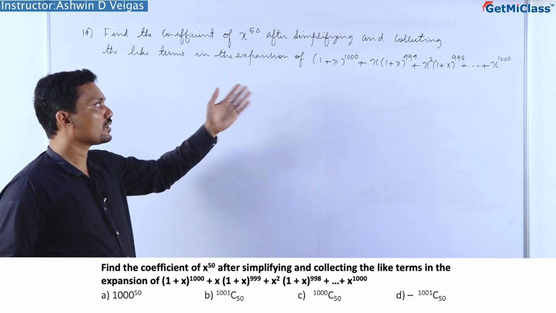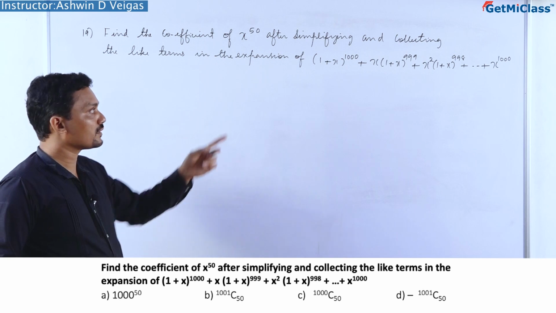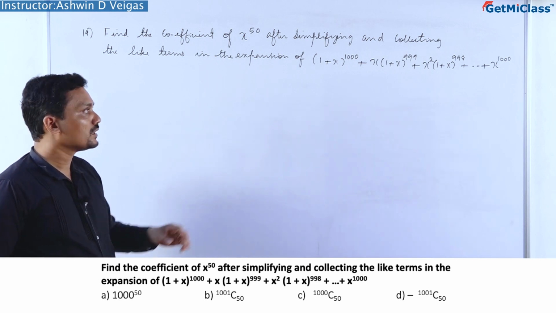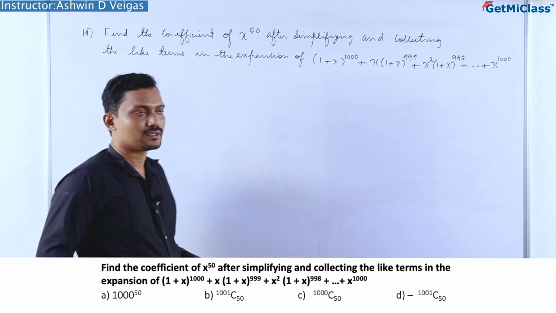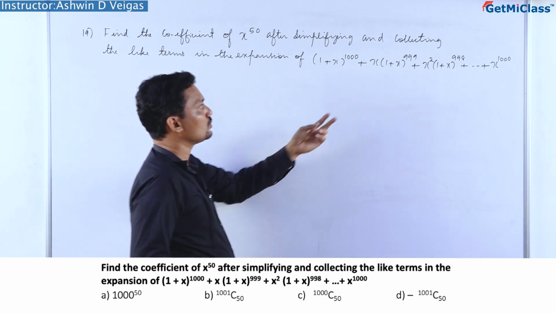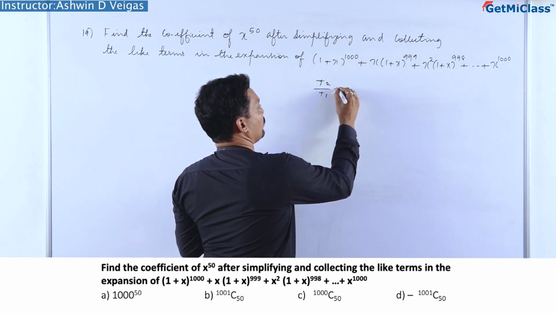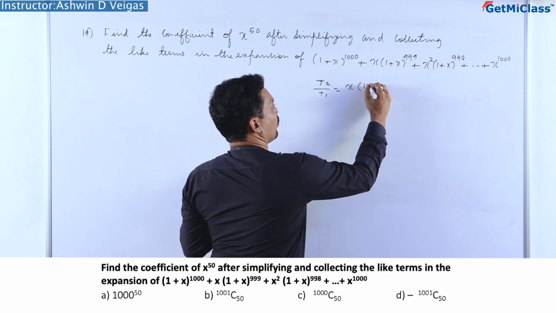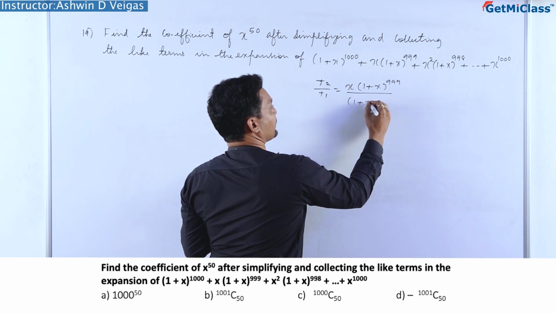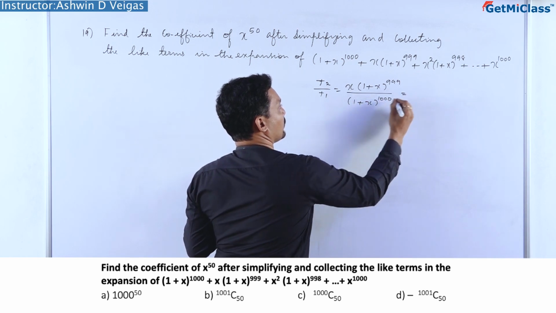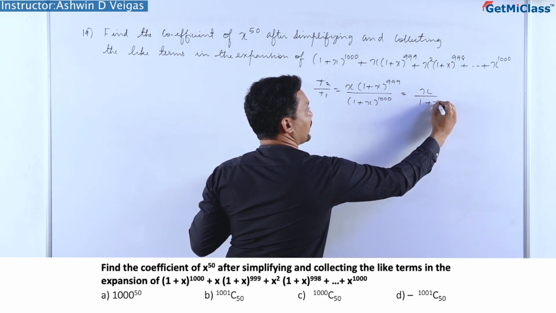So this is not an easy problem in that way, but you can see one very important thing. The terms given there, if you carefully observe this full series, this is a geometric progression. Now, what is a geometric progression? Suppose you do T2 by T1, you are going to get x into (1 + x) power 999 divided by (1 + x) power 1000.